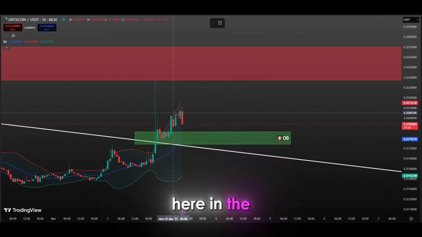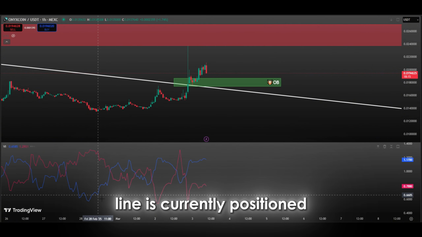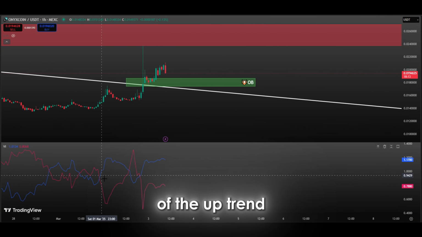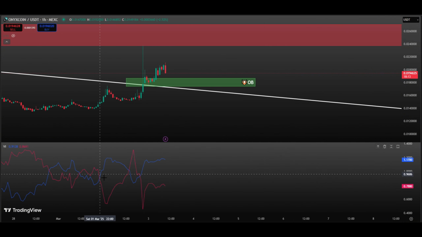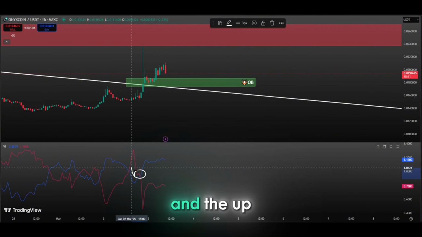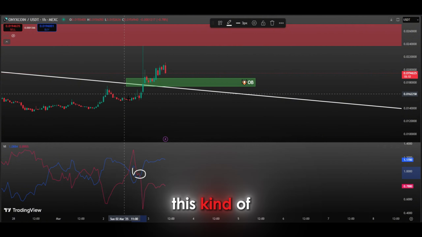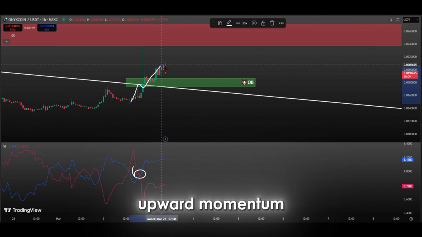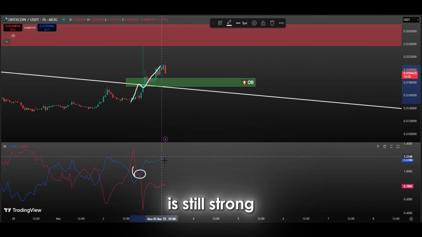Looking at the Vortex indicator, we can see that the blue line is currently positioned above the red line, indicating a continuation of the uptrend. At the moment, the blue line is on the upper side, indicating that the market is dominated by buyers and the uptrend remains dominant. This kind of scenario is usually considered a positive signal that the price is maintaining its upward momentum and the trend is still strong.